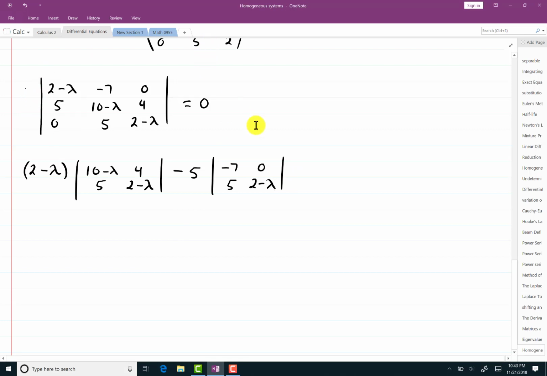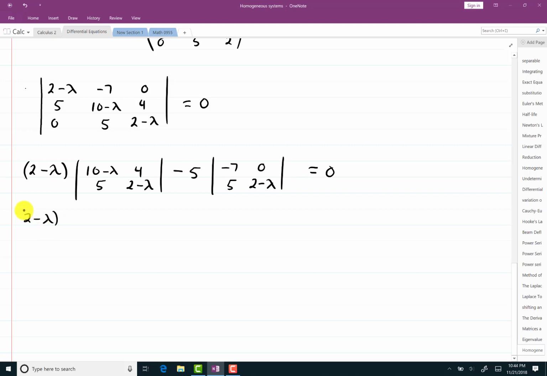Now for the third one, plus, I would be plus again. I have a 0. That means I don't even have to worry about this, because 0 times whatever is still going to be 0. So this is as far as I need to go here. And now let me go ahead and multiply everything out.